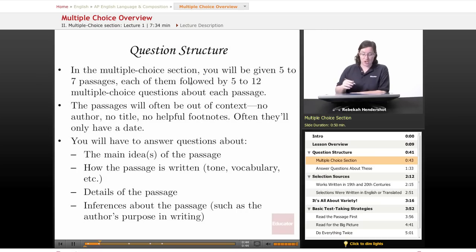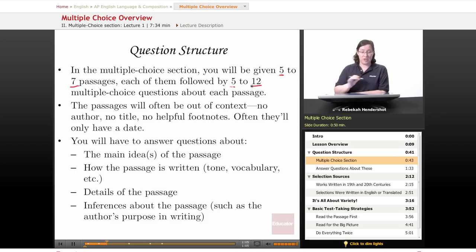All right, question structure. In the multiple choice section, you will be given 5 to 7 passages, sometimes more, sometimes less, each of them followed by 5 to 12 multiple choice questions about each passage. 5 options per question, A, B, C, D, E. Basically, if you have longer passages, you will have fewer of them. Longer passages tend to have more questions associated with them.